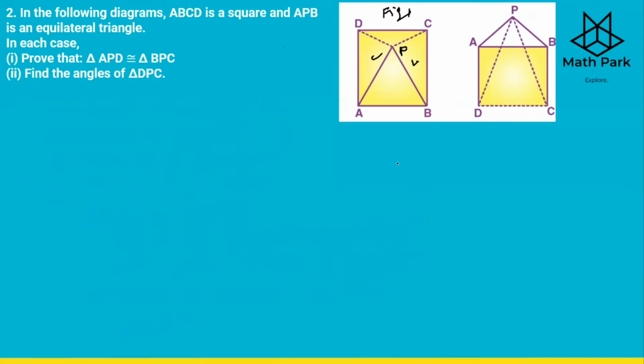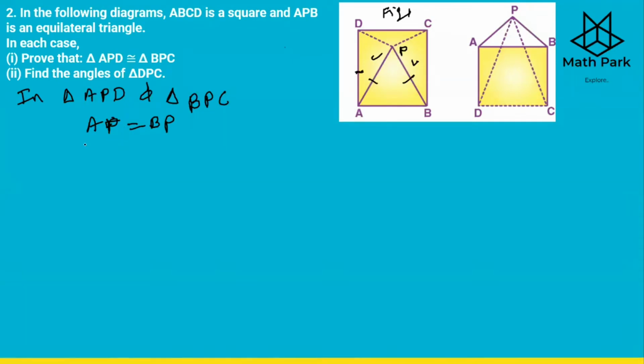Okay. Let's start with this part. So we start with the first part of the triangle, with figure 1. So we start in triangle APD and triangle BPC. What all things do we have? Do we have AP equal to BP? Yes, because APB is an equilateral triangle. So we have AP is equal to BP.